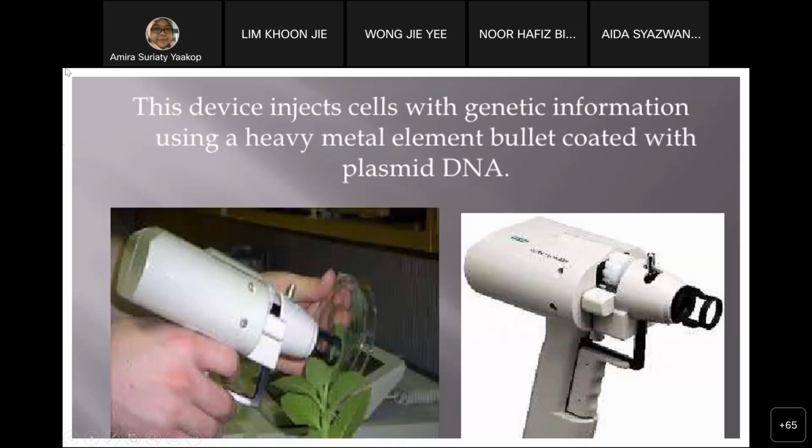Oh, there is a picture. Okay. So this device injects cells with genetic information using heavy metal element bullets coated with plasmid. So can you see? It looks like a normal gun. So very straightforward. It looks like a multi-channel pipette. So it's as easy as that. Alright. So usually for plants it's very easy. You just blast like that. See? Because you take the tissue from the leaf, you shoot it, then you put it on top of a new agar plate for tissue culture.